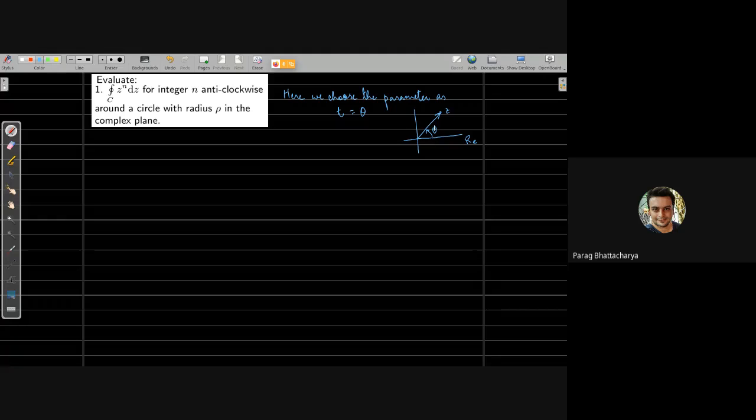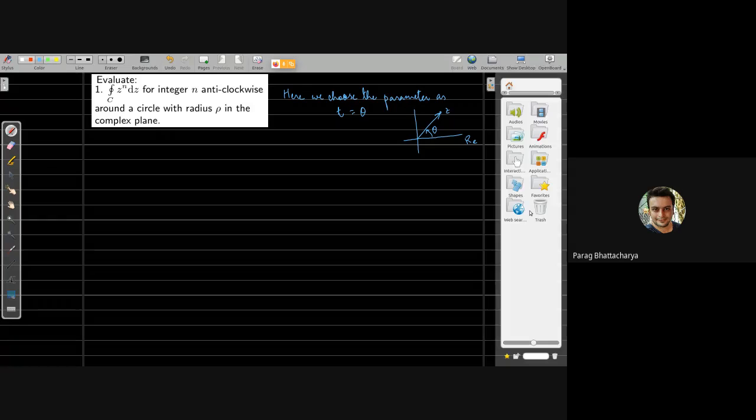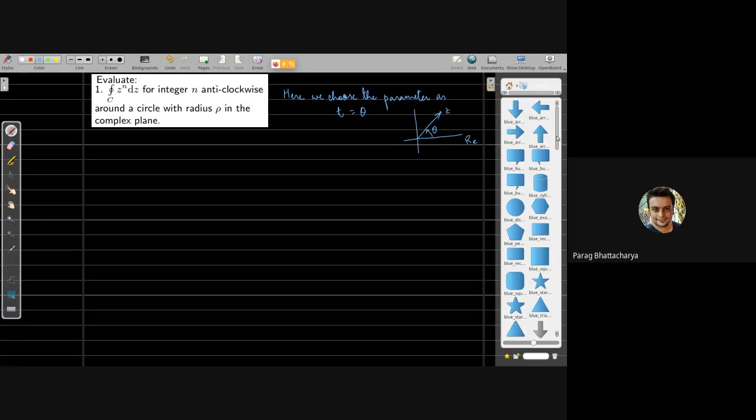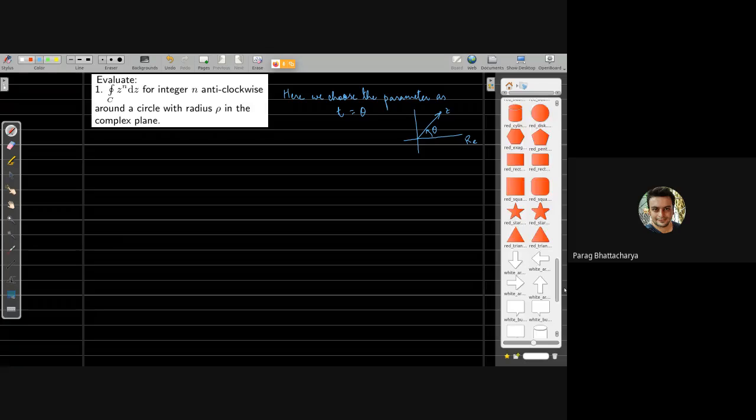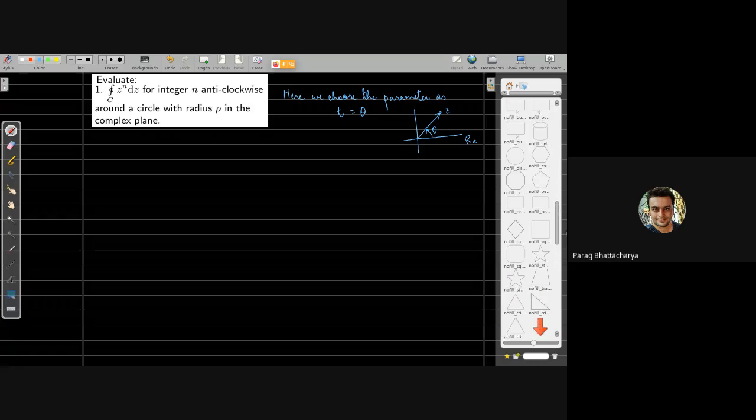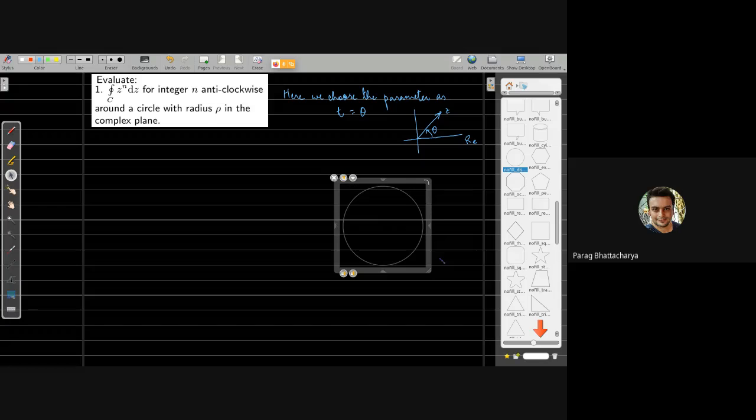Now the question is, why did we choose theta as the parameter? The choice of the parameter depends on the kind of path that you have. We have a circular path, and because it is a circular path, the radius along this path does not change.